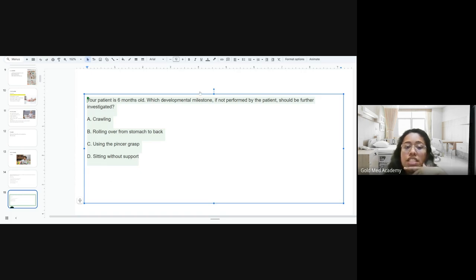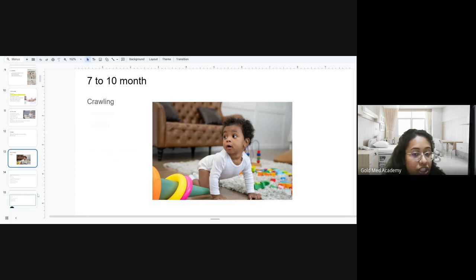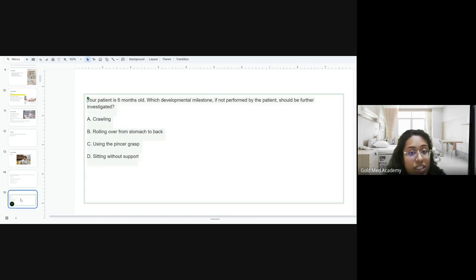Okay, and the answer is B, rolling over from stomach to back. Remember, by 6 months, they should be able to do all that, from going from supine to prone, so from back to stomach, and from stomach to back. Usually we're going to start crawling a little bit after that. So once they're able to roll from front to back to front, they're now at the crawling stage, the 7 to 10 month stage.